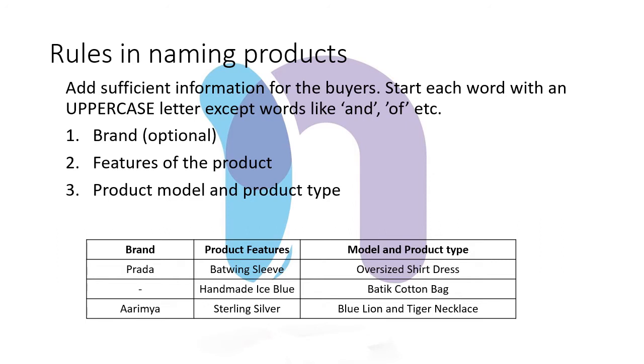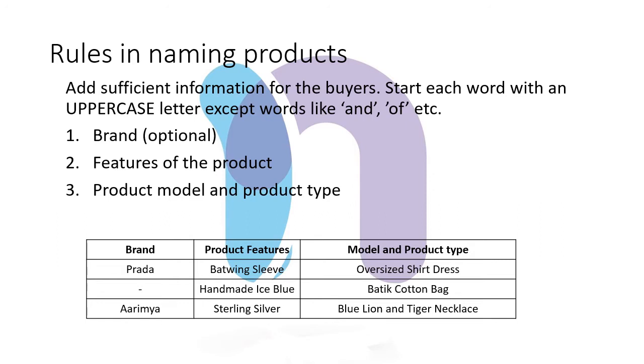Here we have three examples. First is Prada batwing sleeve oversized shirt dress. The brand is Prada. The product feature is batwing sleeve. The model and product type is oversized shirt dress.